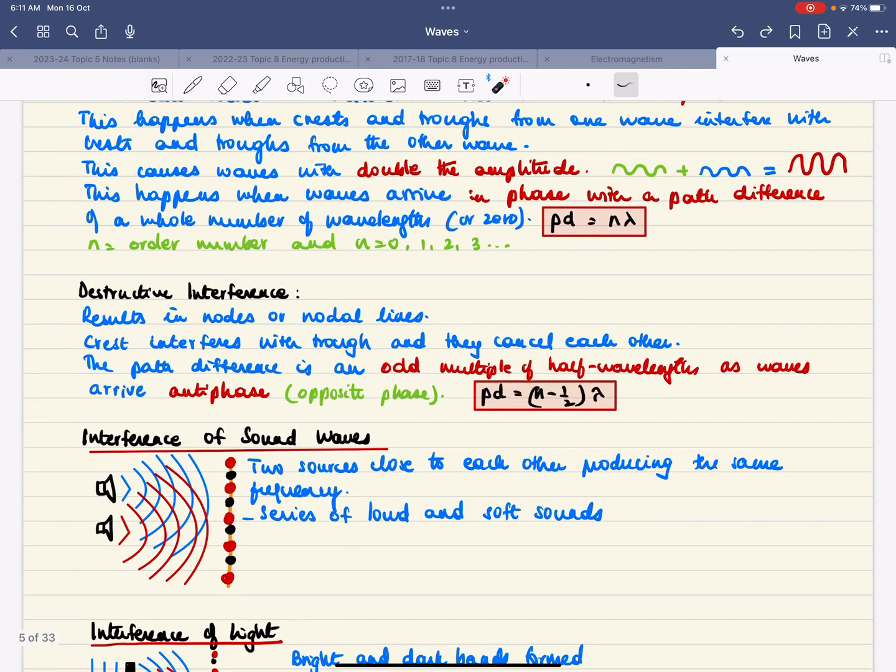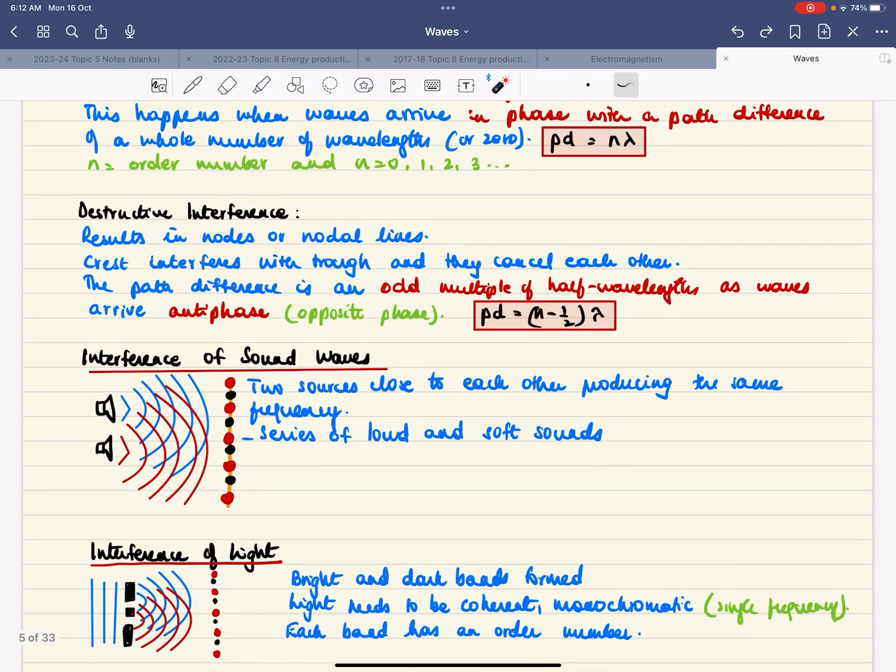Now, when sound waves interfere, if you have two sources close to each other that are producing sound of the same frequency, then what you hear is a series of loud and soft sounds as they interfere both constructively and destructively. So interference of sound produces loud and soft sounds.